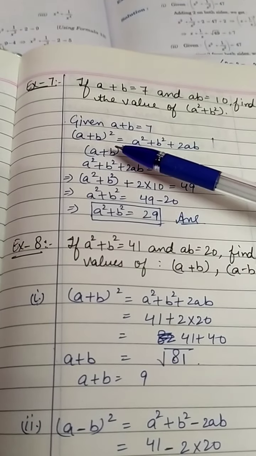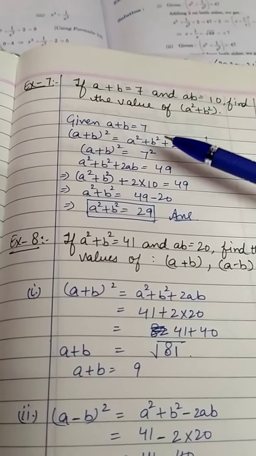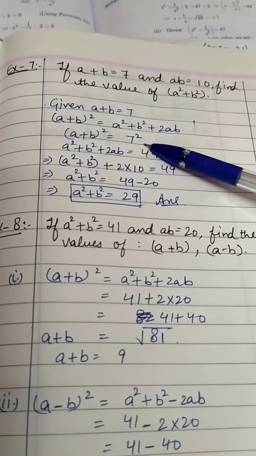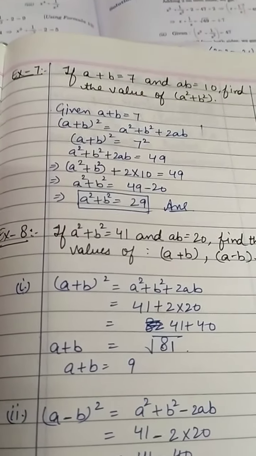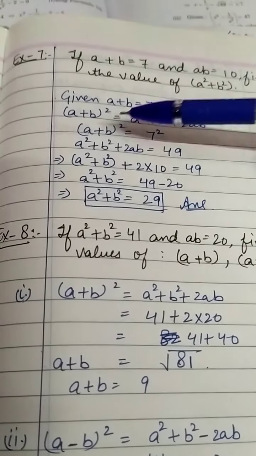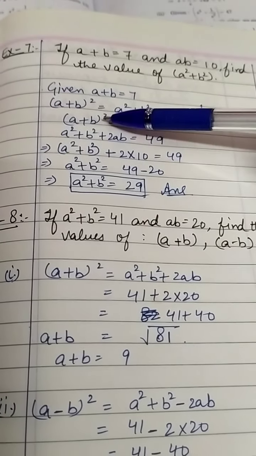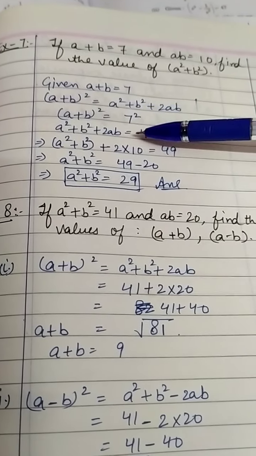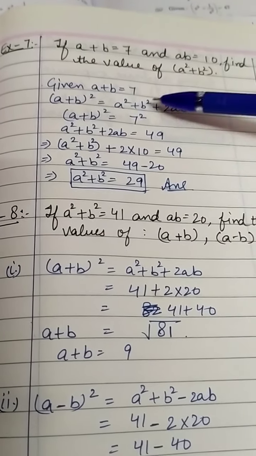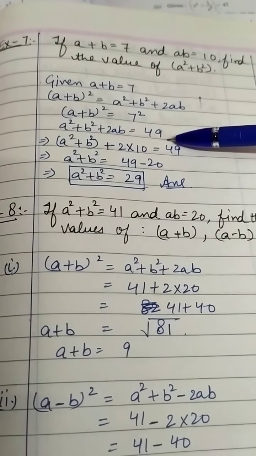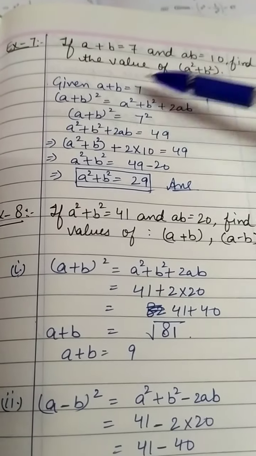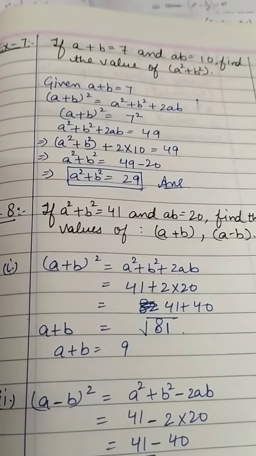So if we are doing the square of a plus b, we have to do the square of 7 also, because this is equal. Now a plus b whole square formula is a square plus b square plus 2ab, and here we will do the square of 7. It will be 49. Now we have to find the value of a square plus b square.